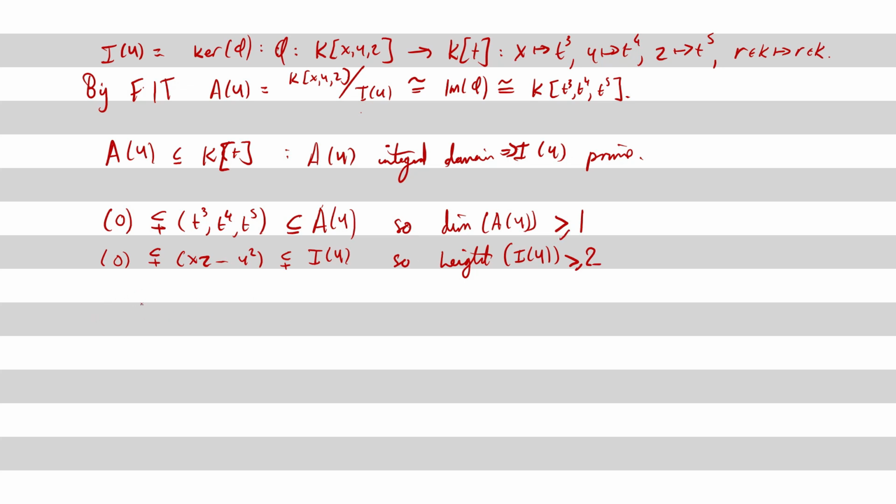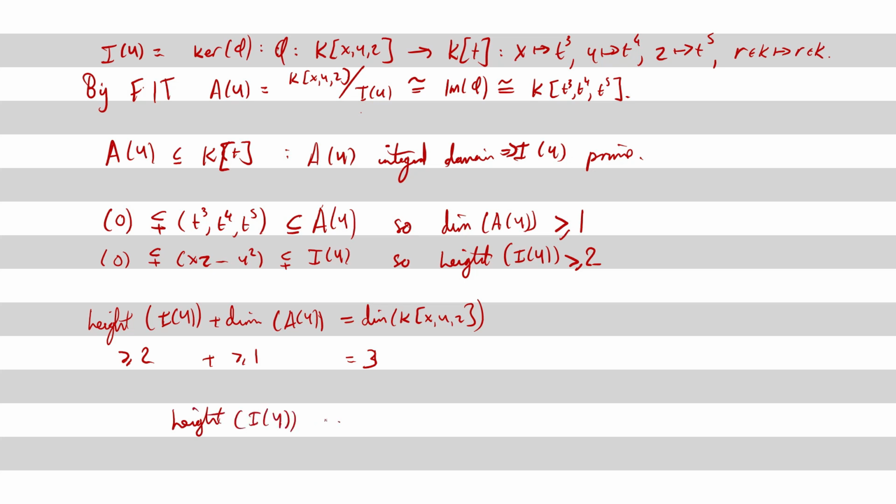Now we have, by I believe theorem 1.8, but I will just write it out fully, the height of I of y plus the dimension of A of y is going to be equal to the dimension of k[x, y, z], i.e. greater than or equal to 2 plus greater than or equal to 1 equals 3. The height of I of y equals 2.